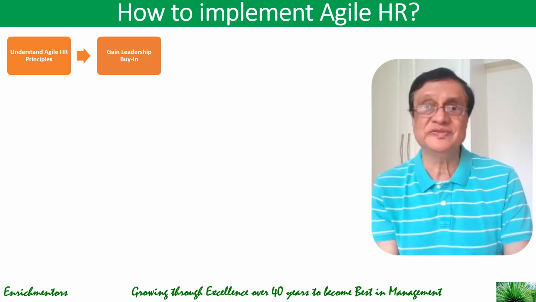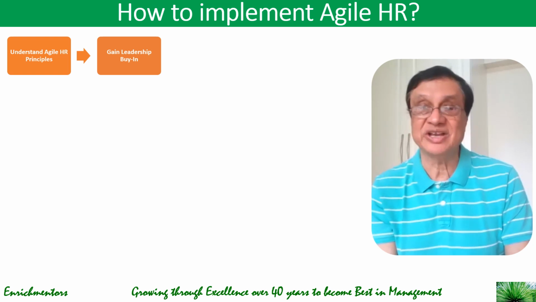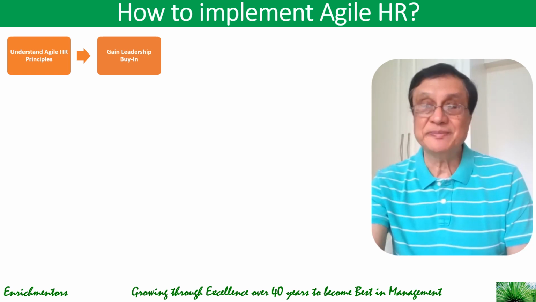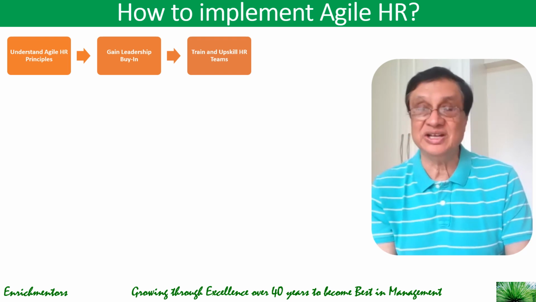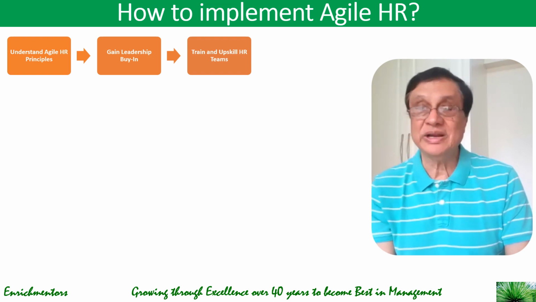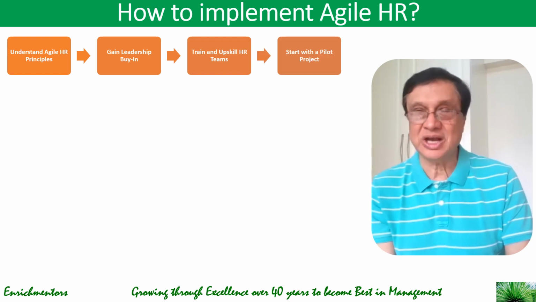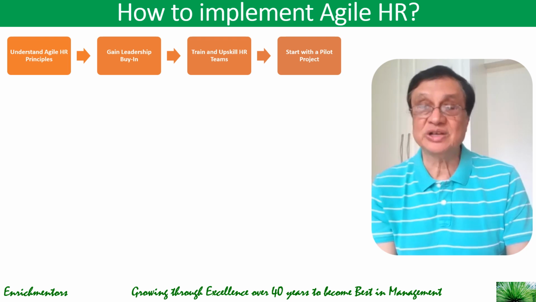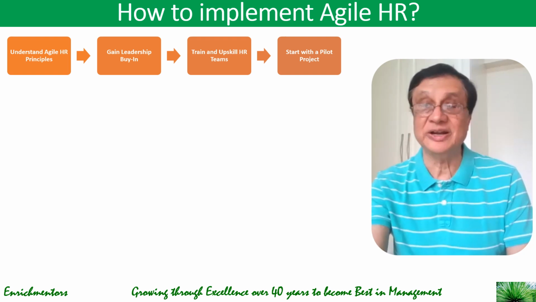And we will talk about each of these steps in one lecture or more lectures as we go forward in the remaining section. Then you need to train and upskill the HR team because they have the ownership of driving this Agile HR. So they need to get trained and also improve their skills that are necessary for implementing Agile HR. Then you start with a pilot project. You can't start all over. That's a part of the philosophy of Agile in any case, right? So you define a pilot project. And how do you do that? We will talk about it later.